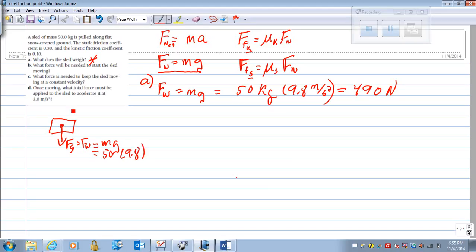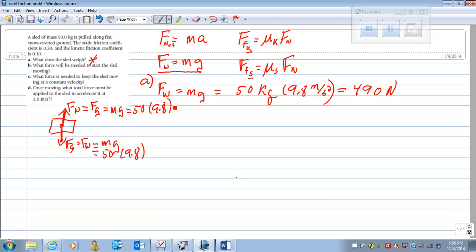Then likewise we know that this has to be counterbalanced by the normal force. Since this sled is not floating in the air and it's not sinking into the ground, the normal force, this vector right here, must be equal to the vector going down, the gravity force. So that means that Fn is equal to Fg, which means it's equal to mass times acceleration due to gravity, which again is 50 times 9.8. Well, that's nice. So now we know what those two things are.